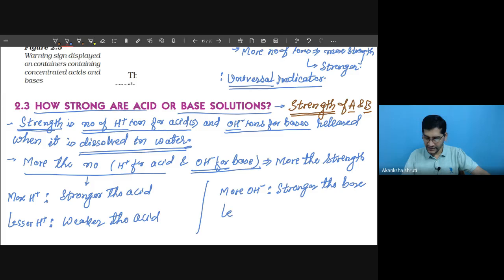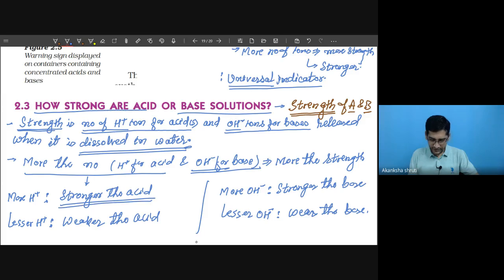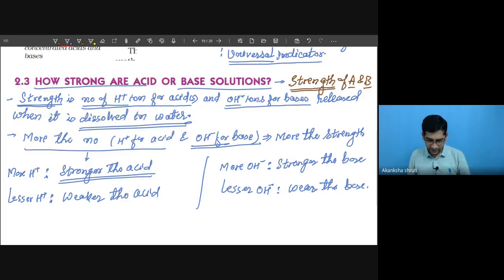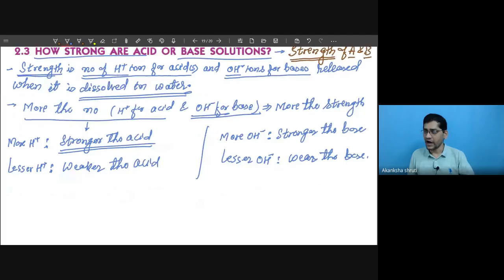If lesser OH minus, then weaker the base. So a stronger base, or simply called a strong acid or a strong base. It is simply like that. Now, how strong is this and how weak is this? For that, we are using a scale called the pH scale.